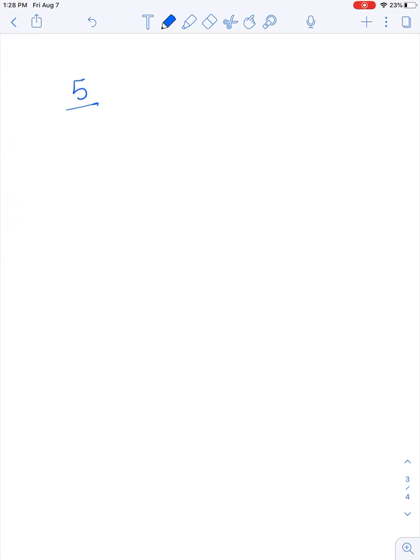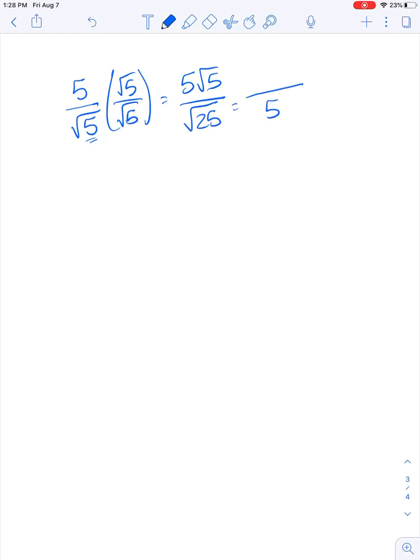So if I had like 5 over root, I don't know, we'll go 5. 5 over root 5. So I can't have a root in the bottom, but I know that I can turn that 5 into a 25, which would be a perfect square. So I'm going to multiply by root 5 over root 5. So that gives me 5 root 5 on the top, and that gives me a root 25 on the bottom, and root 25 is 5. And then when you get here, the 5s that are both outside can cancel.